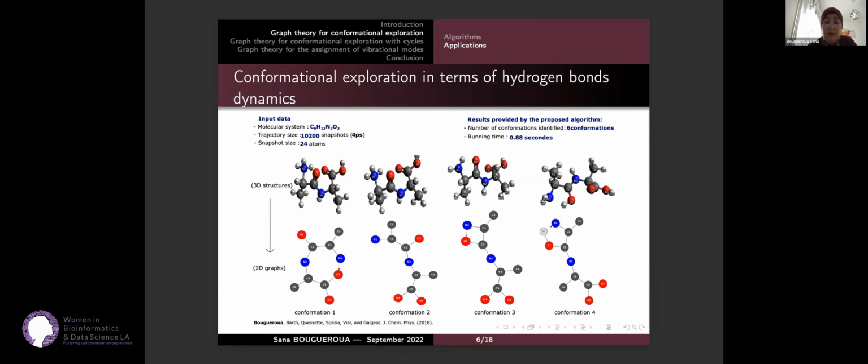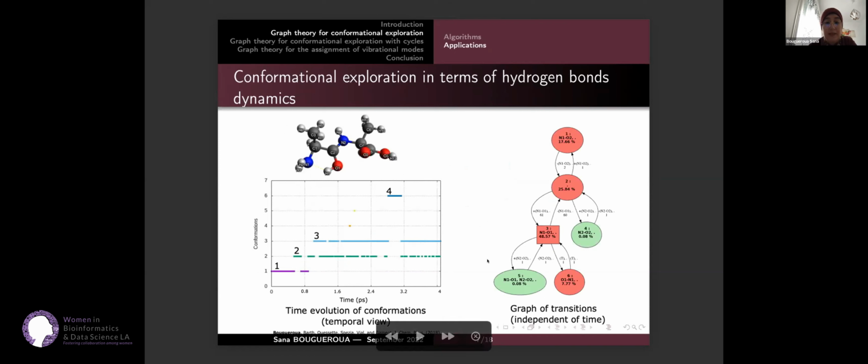The algorithm also provides a global view of the dynamics. Here we have two panels. On the left, I have the time evolution of the conformations. Through this graph, we can see how the molecular structure behaves. For example, we can see that conformer 1 appears just at the beginning, and conformers 2 and 3 are dominant in this trajectory.